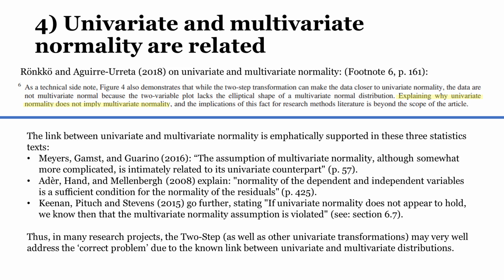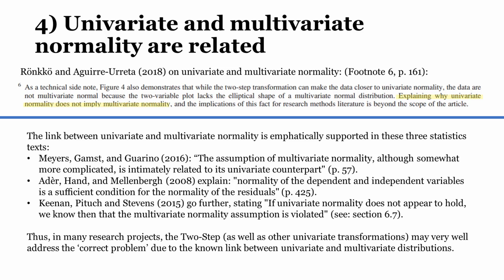In one example, Myers, Gamst, and Garino state, quote, "The assumption of multivariate normality, although somewhat more complicated, is intimately related to its univariate counterpart," close quote. Adair, Hand, and Mellenberg state, quote, "Normality of the dependent and independent variables is a sufficient condition for the normality of the residuals," close quote. And third, Keenan, Petuch, and Stevens state, quote, "If univariate normality does not appear to hold, we know then that the multivariate normality assumption is violated," close quote.